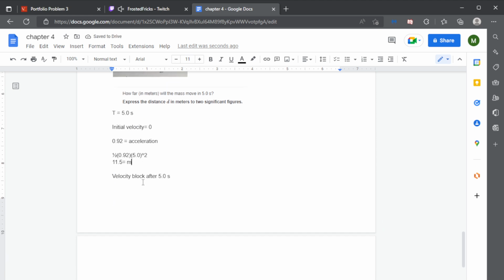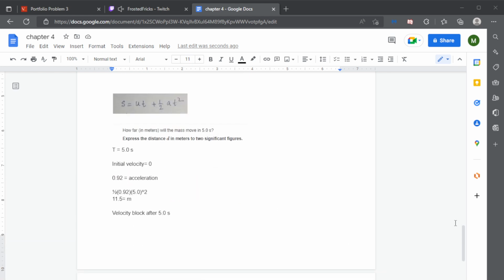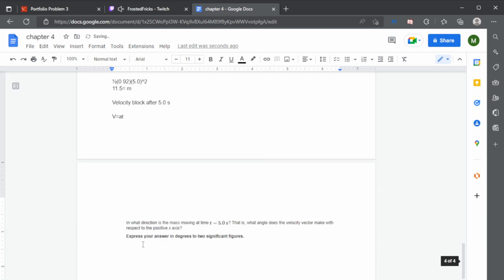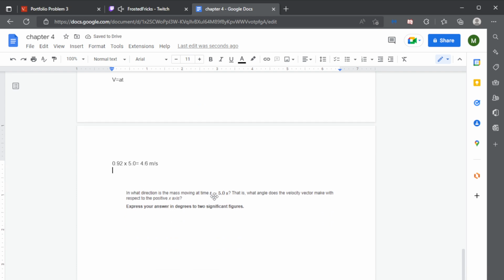Velocity of the block after 5 seconds. This will be the next question. Now it's asking for the velocity of the block after 5 seconds. So after 5 seconds, we use the velocity formula. Velocity equals acceleration times time. So this will be 0.92 times 5 seconds equals 4.6 meters per second.